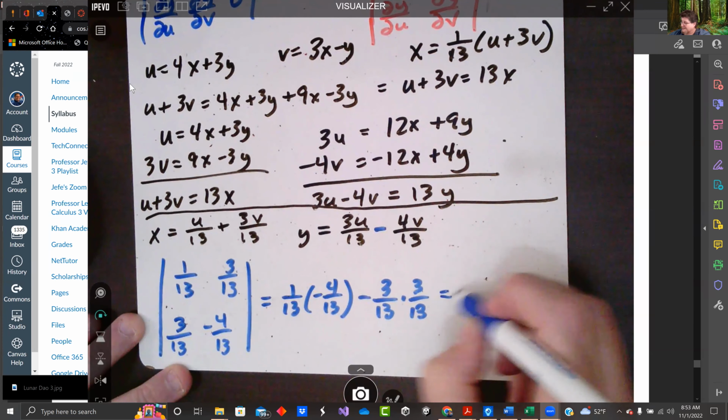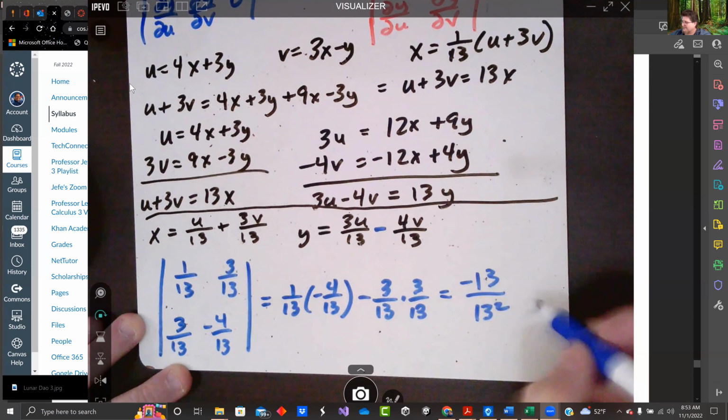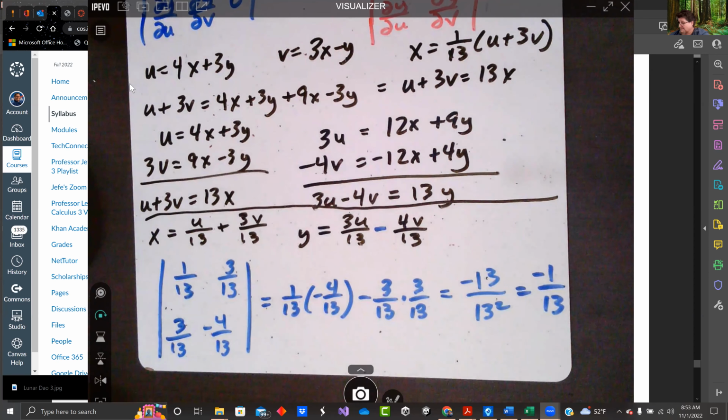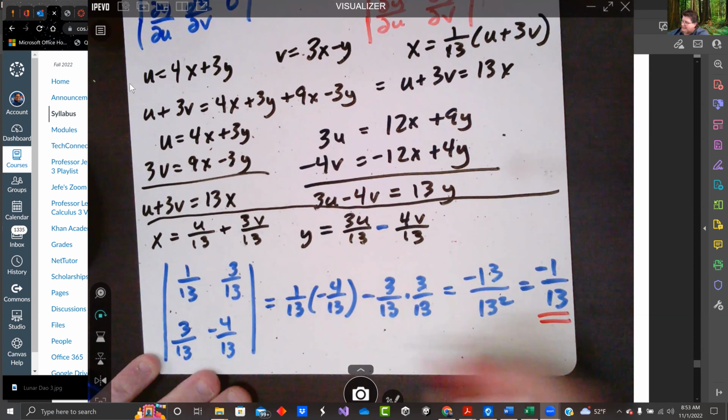Wow. So this is negative 13 over 13 squared, or just negative 1 over 13. That was convenient. For randomly picked numbers, that simplified quite a bit. So what exactly did you just solve for? That's the Jacobian. This would be the correction factor. Oh, so the Jacobian is the correction factor.